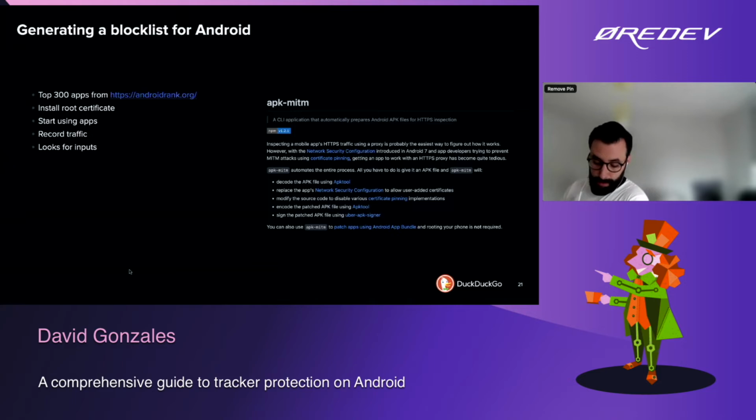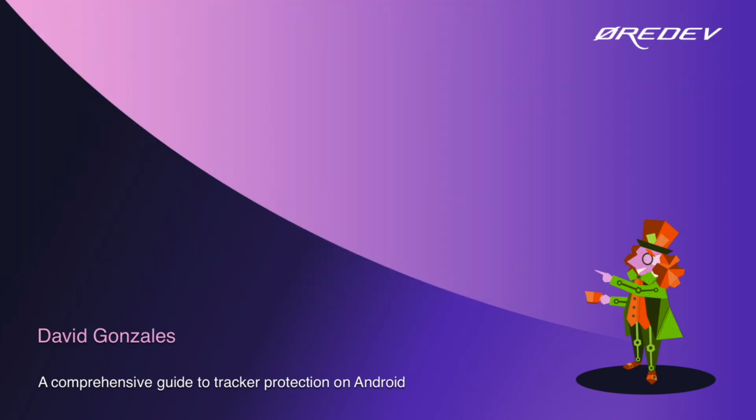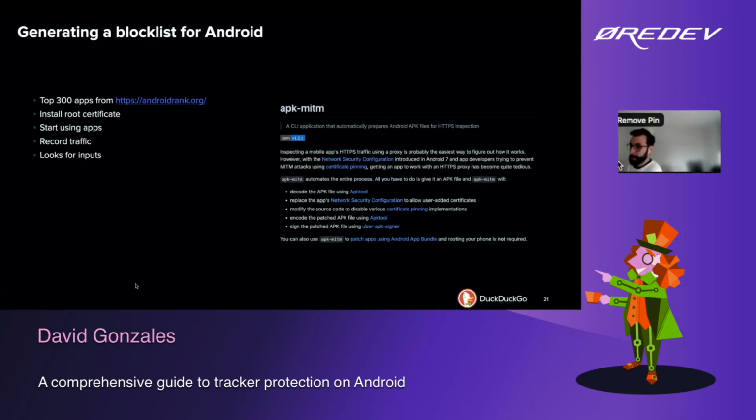On the Android side, it's a bit more complicated, especially because it's not as simple. We have a device, and for the solution that we'll talk about later, we got almost 300 more apps from AndroidRank. What you do is install a root certificate on your device, and then you can also use APK-MITM, which is a command line tool that prepares APK files for HTTPS inspection.